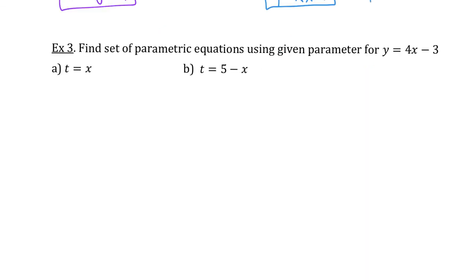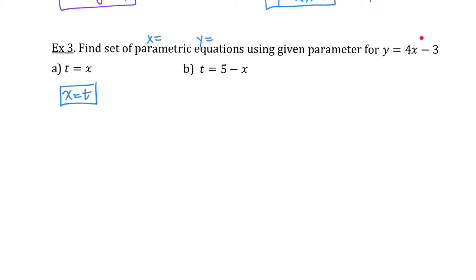Okay, for the next example, it says find the set of parametric equations using the given parameter for y equals 4x minus 3. So this is a rectangular equation. They want me to find parametric equations, meaning I'm going to have one equation that says x equals, one equation that says y equals, and because they're introducing the parameter t, it's going to be x equals something in terms of t and y equals something in terms of t. Okay, so for A, they have to introduce some direction on the parameter. In this case, they tell me that t equals x. Well, that means that x equals t is my first parametric equation.